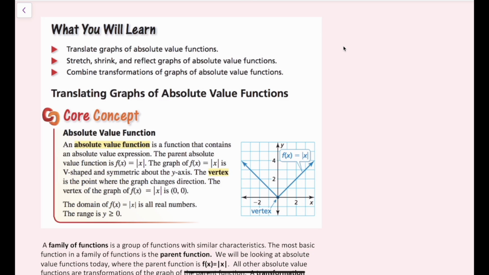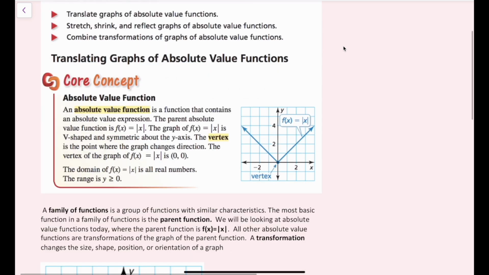The domain of f of x equals the absolute value of x is all real numbers. The range is y is greater than or equal to 0. A family of functions is a group of functions with similar characteristics. The most basic function in a family of functions is the parent function.